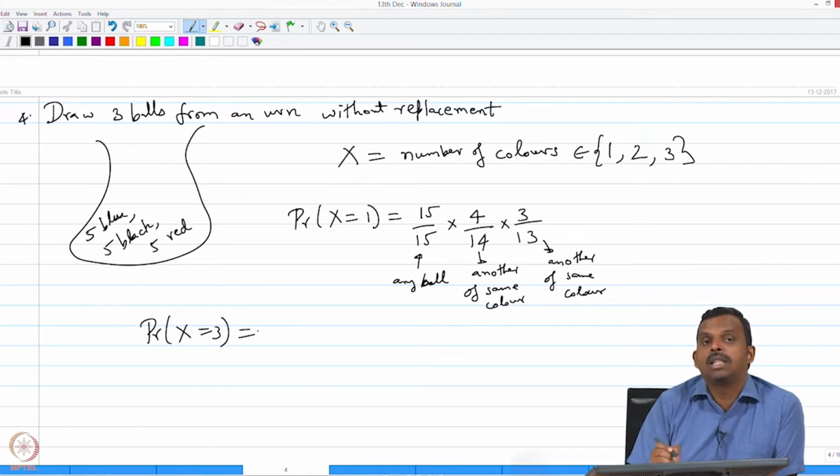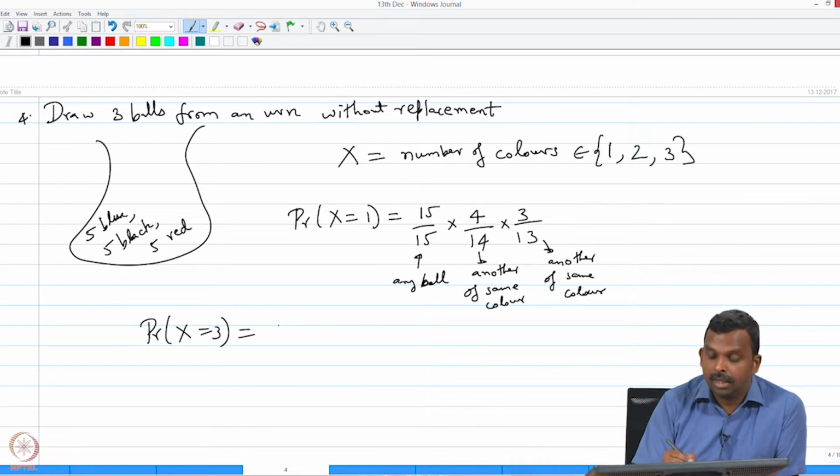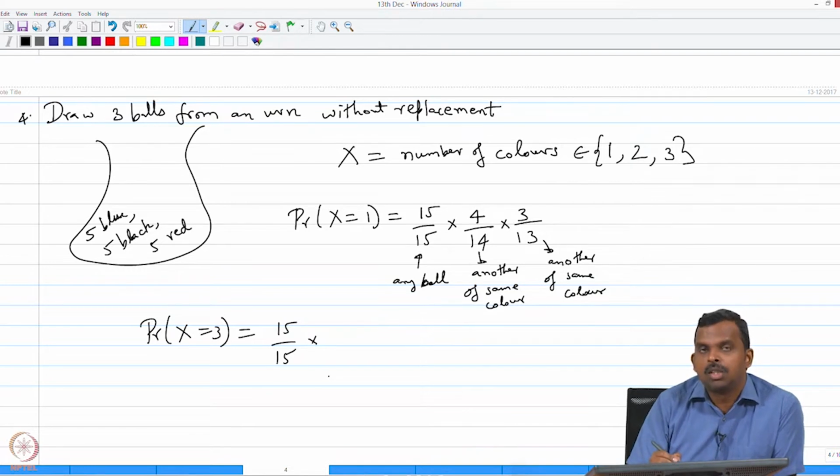Okay. So, I want 3 different balls of 3 different colors. Once again, the first ball can be of any color, there is really no restriction on the first one. So, once I have picked a ball of one color, what should happen in the second ball? It should be some other color. How many balls of other color are left? 10 out of 14.